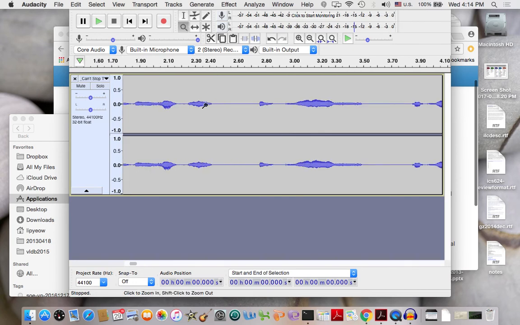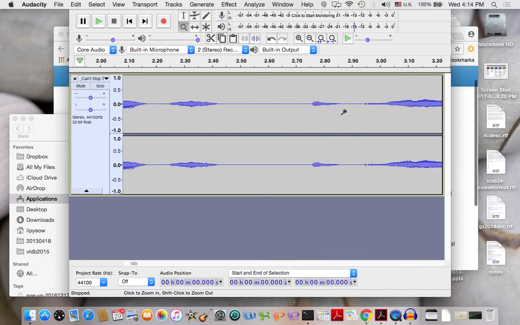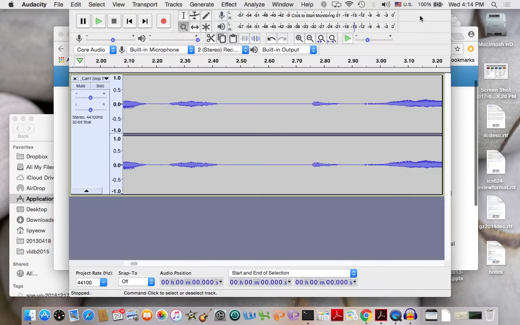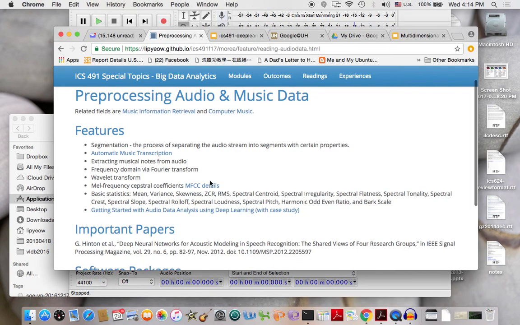You can zoom in and see at the sub-second level what the waveform looks like. Why are there two copies of it? Because it's the left and right channel. It's a stereo track, so it's left and right. It's not mono. Good question. All right.